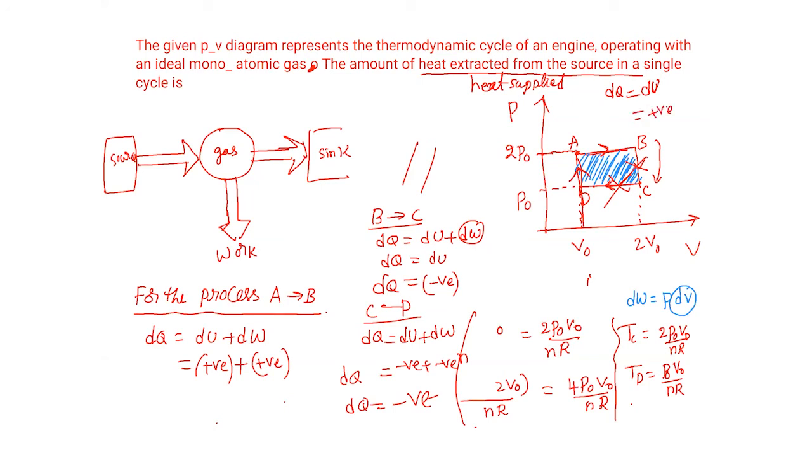Now tell me, in which of these four processes is heat supplied to the gas? In the process A to B, heat is supplied. In the process D to A, heat is supplied. They're asking only for the heat supplied to the gas, not these two others. So you calculate the dQ value in the process A to B, and also in the process D to A. How do you calculate dQ? By applying the first law of thermodynamics.